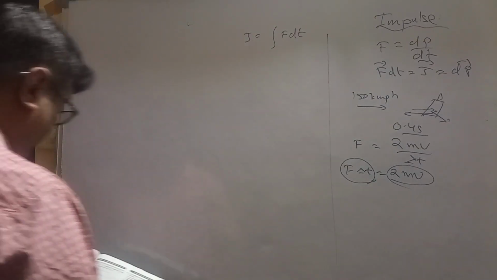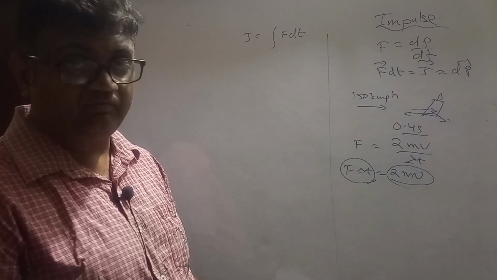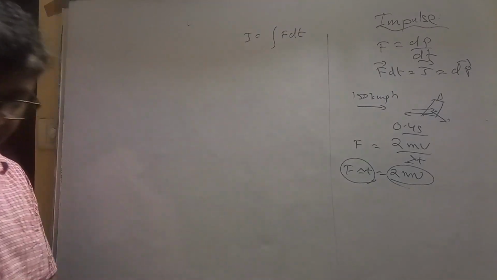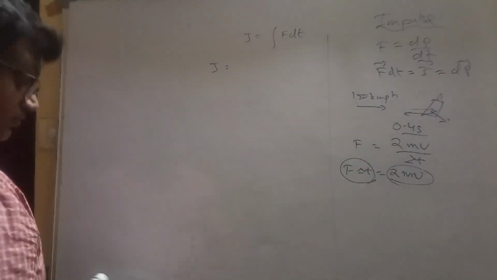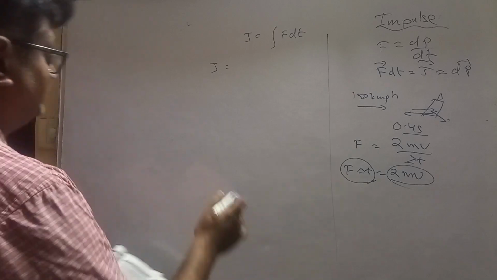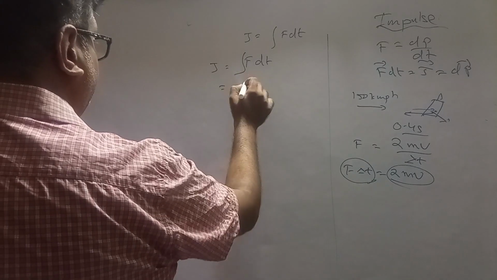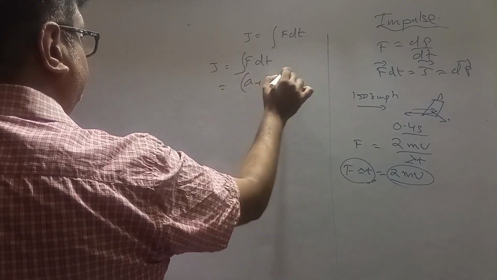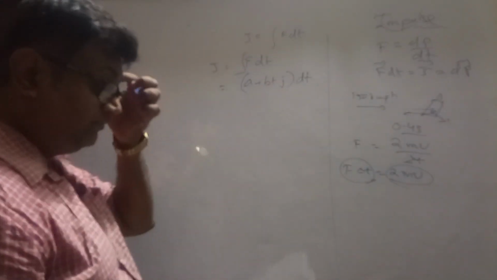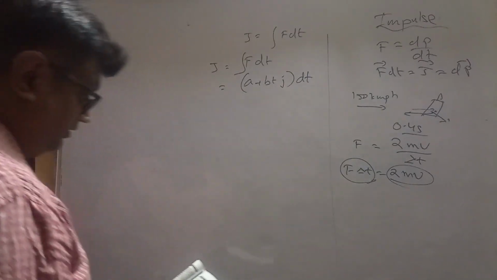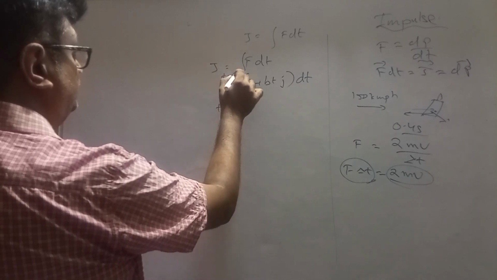In this example, I am going to flash this question on the board. Just go through the question and then we will discuss. We have to find the impulse, and the force is given, integration of F dt, where the force is (a + bt) j into dt, and you have to integrate between the time limits. What is the variable here? t is the variable, between t equals 0 and t equals 0.3 seconds.